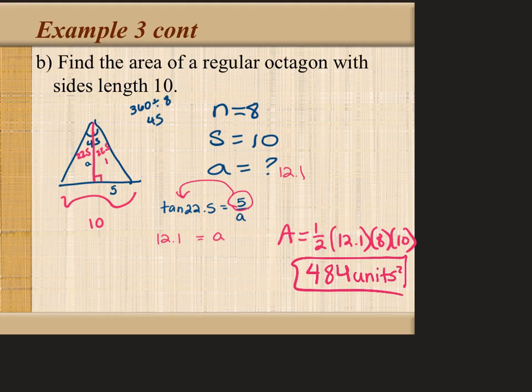Because this is opposite and this is adjacent, opposite goes in the top, adjacent goes in the bottom. When the number's in the top, normally I would multiply by A on both sides and then divide by 5. So now I could just do the reverse. I mean, not divide by 5, divide by tangent 22.5.